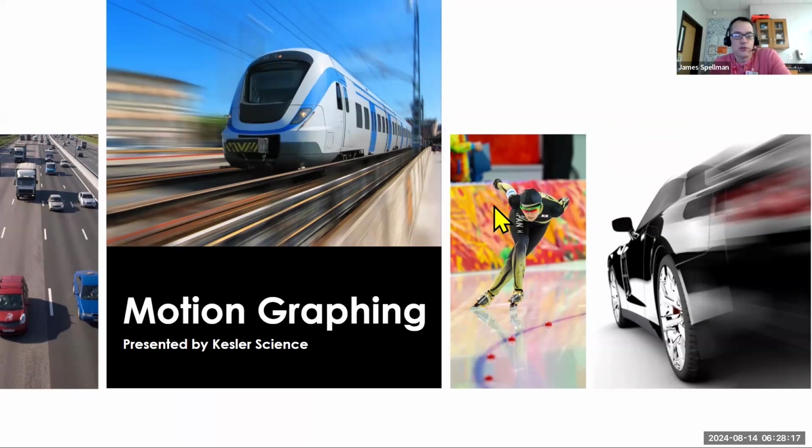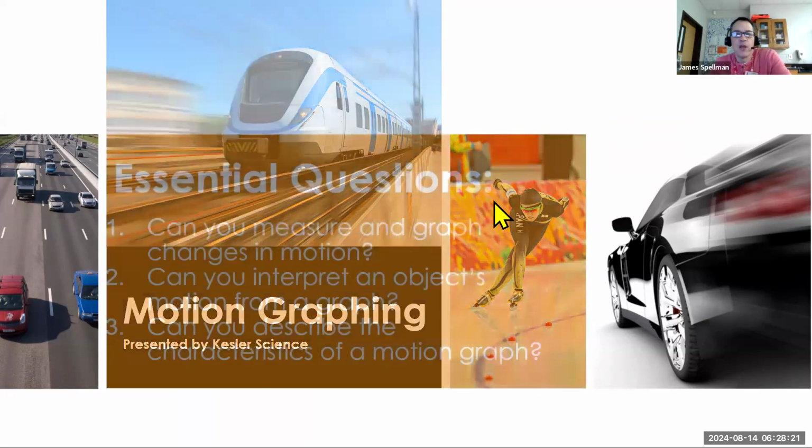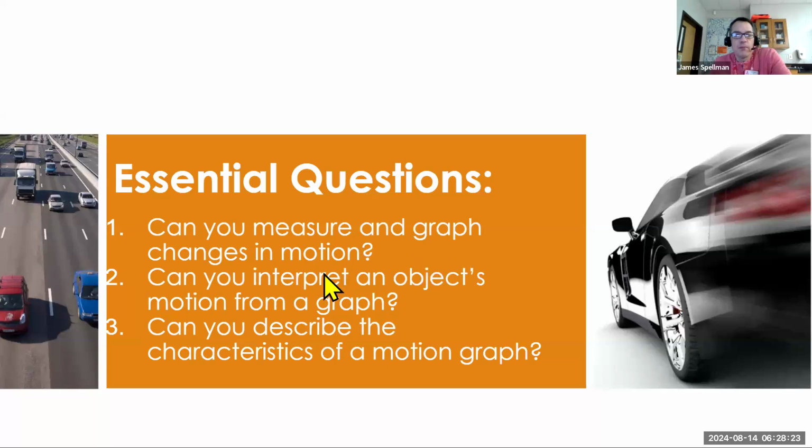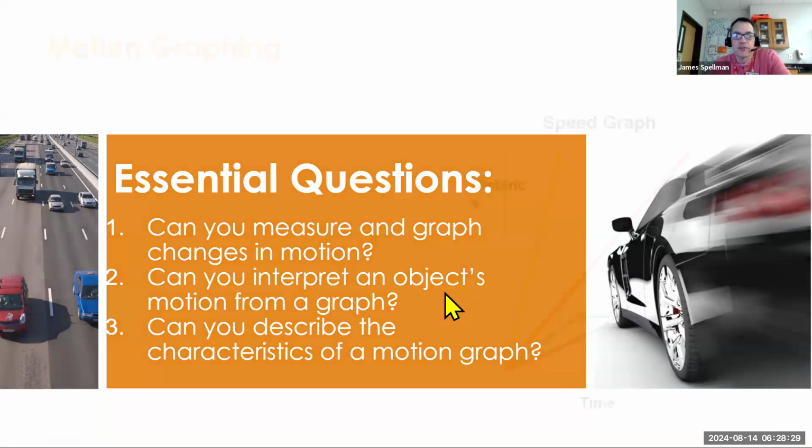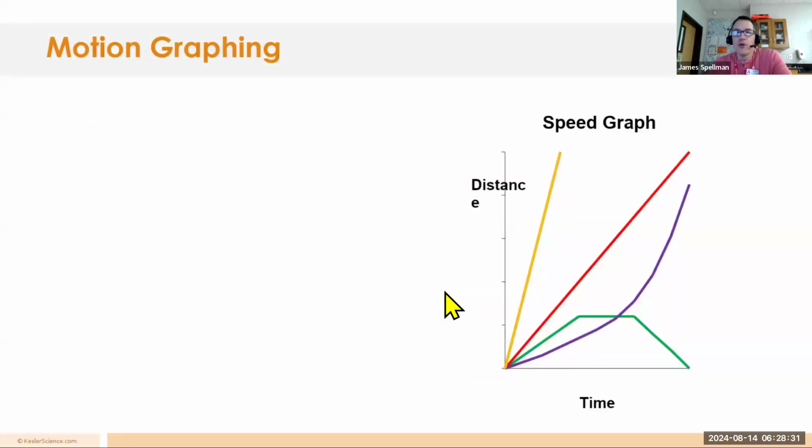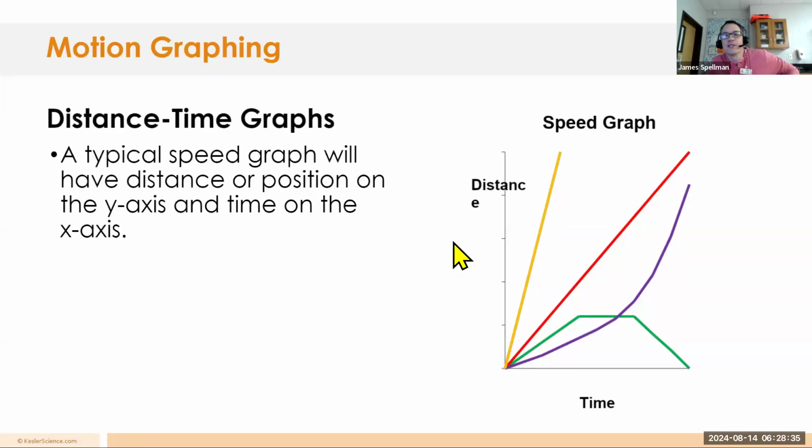And if you've worked on your Gizmo, then you've already been experienced with this. And so hopefully this will make a whole lot more sense. So we're just going to be looking at graphs about motion. We're going to try to interpret the motion from the graph and be able to talk about the characteristics of the motion from looking at the graph. We've got two different types of graphs we're going to look at. So the first one is a distance time graph.